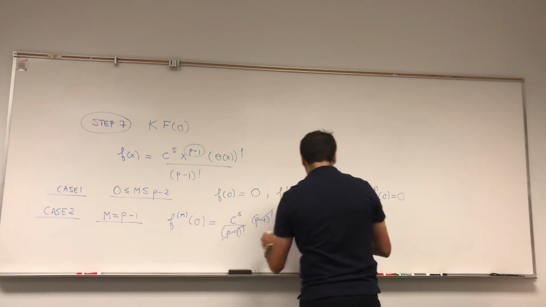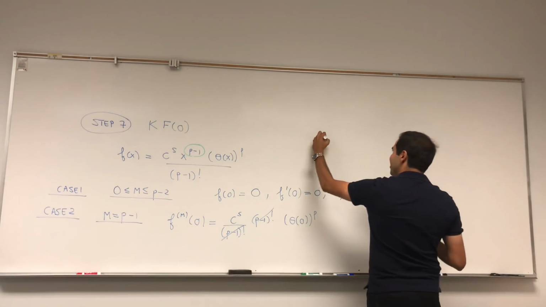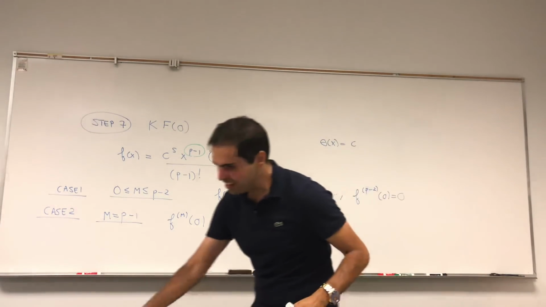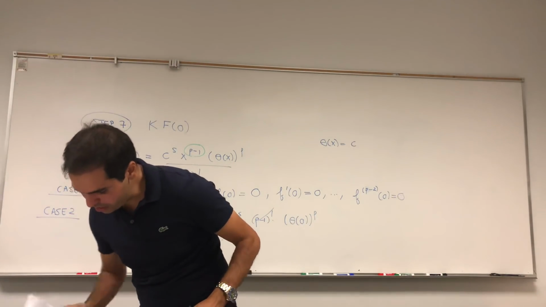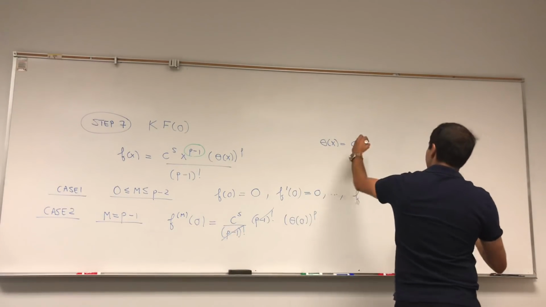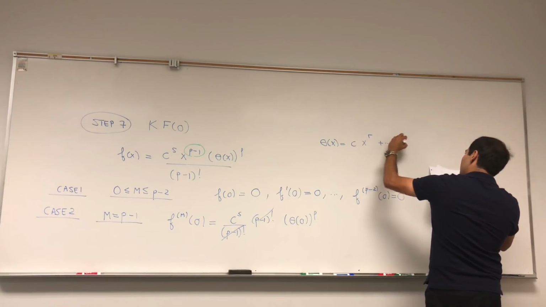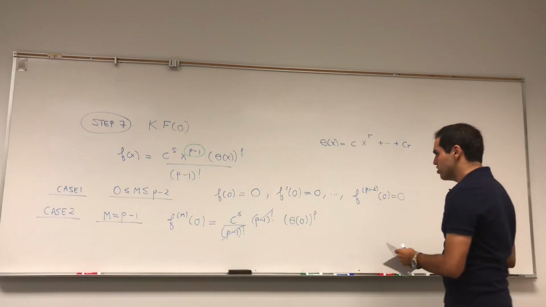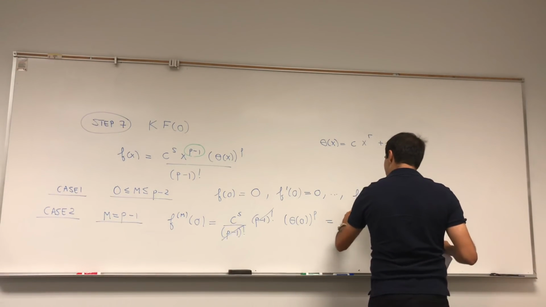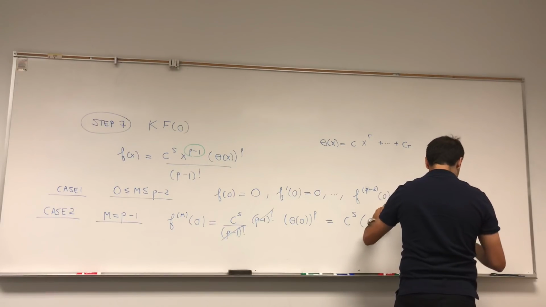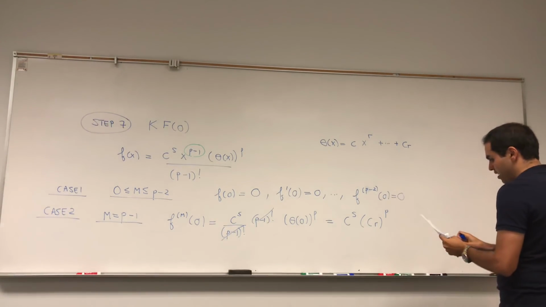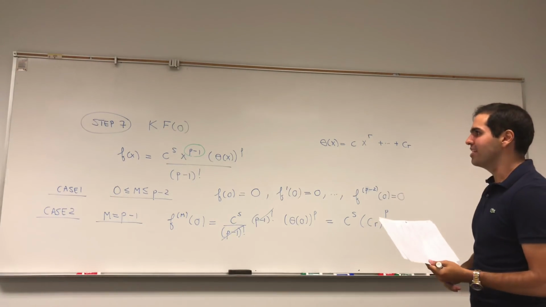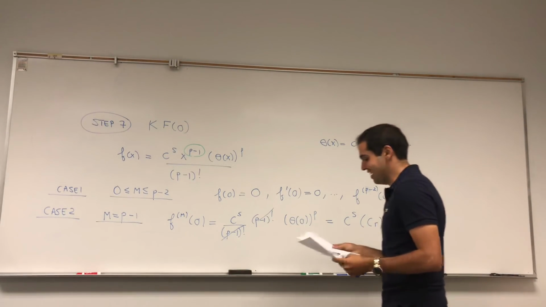And this cancels out. And I'd like to remind you that theta of x, I think, was c, let me double check. c times what? Yeah, c x to the r plus blah blah blah plus c r. In particular, if you plug in x equals 0, you're just left with c r. So c to the s and then c r to the p. And this will be important because you'll see it shows that it's not divisible by p, which we need that.